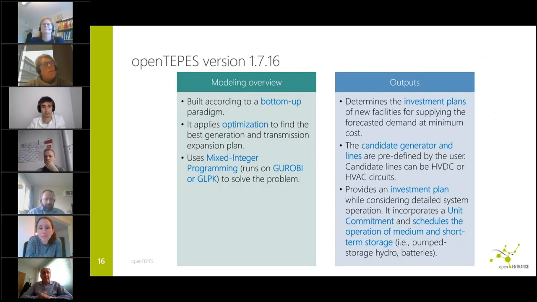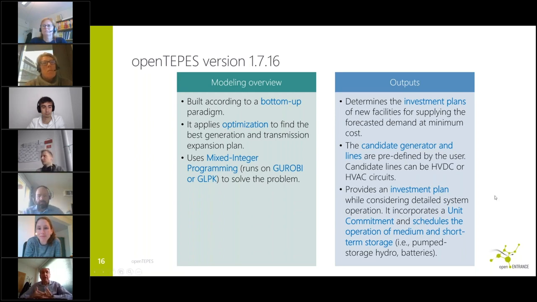The model has been conceived as a generation and transmission expansion planning model, while at the same time being able to represent the unit commitment or the operating details of the system. It has been set up as an optimization model where we are able to deal with, let's say, any kind of detail in the operation, especially on the operation of storage or flexible facilities at the operational level.